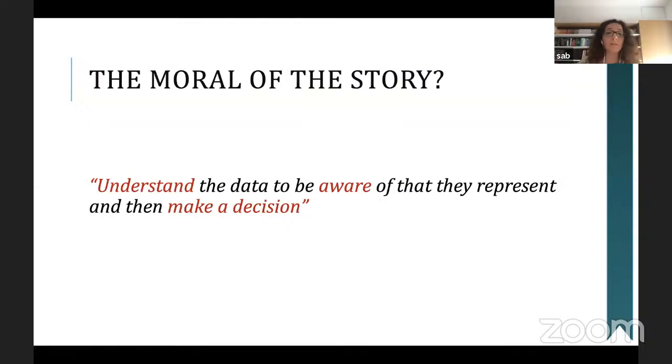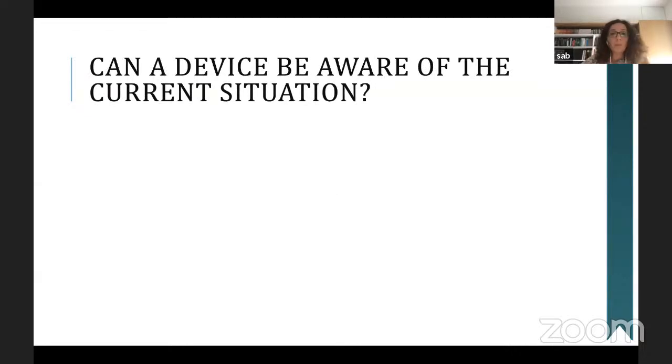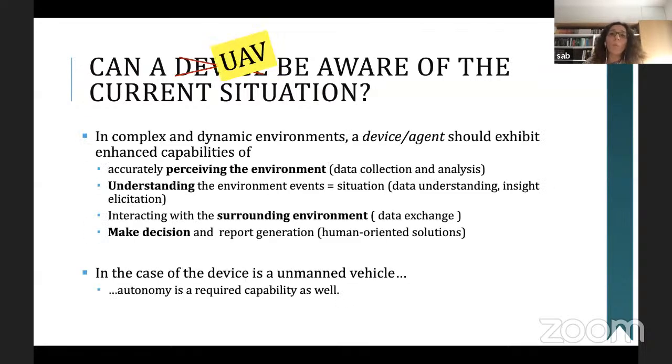So the moral of all this history is that, coming back to my topic, we want to get a device, a UAV, that is able to understand the data and to capture the semantics inside the data in order to make a decision. So the question is, can a UAV be aware of the current situation?